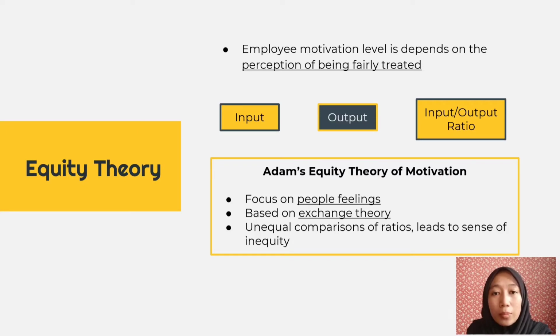On the other hand, input-output ratio is the evaluation that the employees made subconsciously based on the return of their efforts. Under Adams' equity theory of motivation, it focuses on people's feeling of how fairly they have been treated compared to the treatment received by others. It is based on the exchange theory because social relationships involve an exchange process, which is the exchange for input and outcome. When there is an unequal comparison of ratios, the individual will experience sense of inequity.